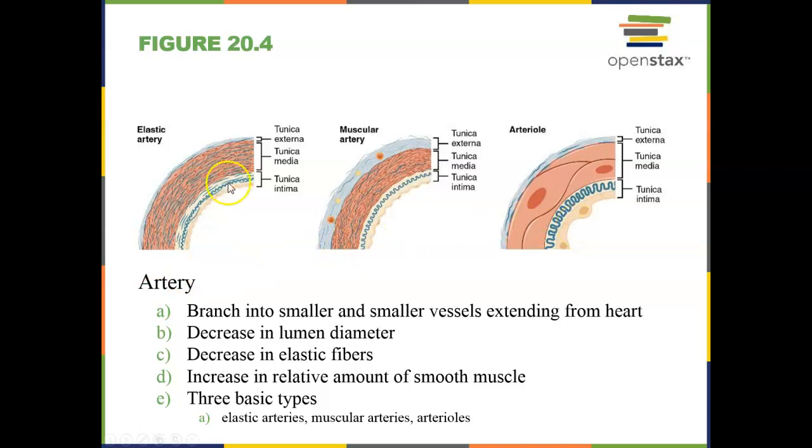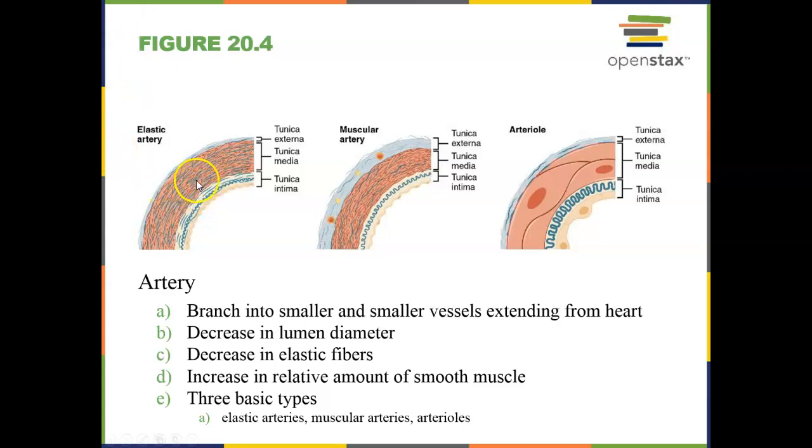So when we look at arteries, arteries are going to branch into smaller and smaller vessels until we reach what we call the smallest arteries, known as arterioles. The largest arteries are called elastic arteries or conducting arteries. Then we have our muscular arteries or distributing arteries. So elastic and conducting are together. Muscular and distributing are together. And then we have our tiniest ones, which are arterioles.